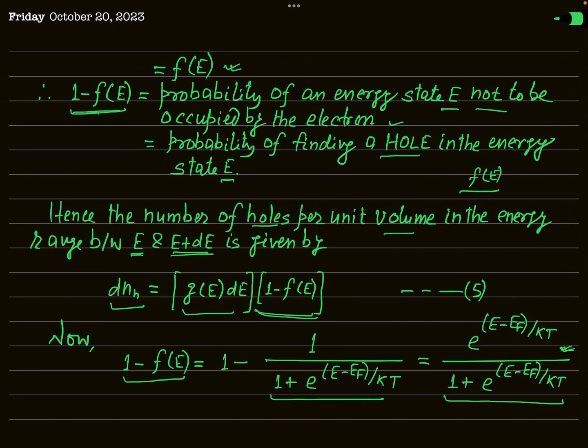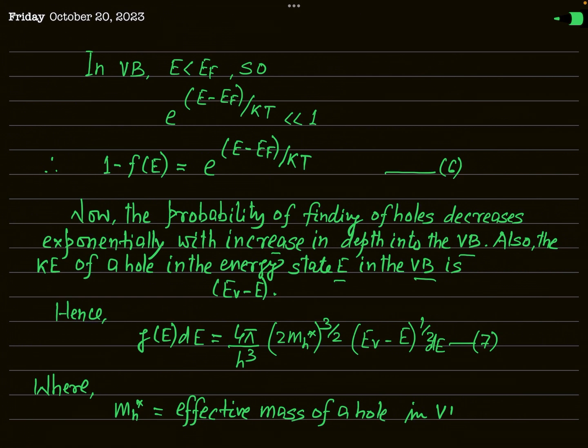Actually here, this factor is e to the power (E minus EF) over kT. Here, E will definitely be less than EF because in the case of an intrinsic semiconductor, if this is the valence band and this is the conduction band, the Fermi level will be somewhere between these two bands. You are talking about a hole in the valence band, and its energy is E. So you can see that this E is less than EF.